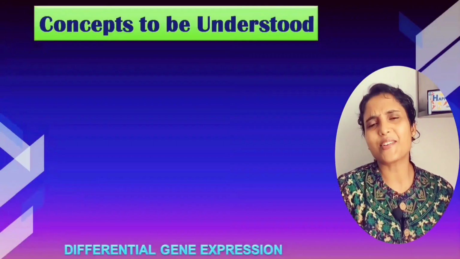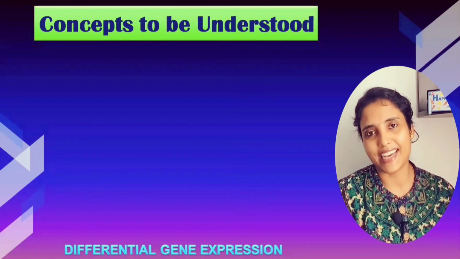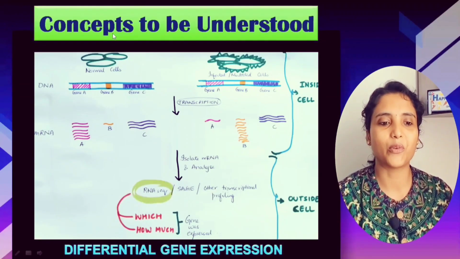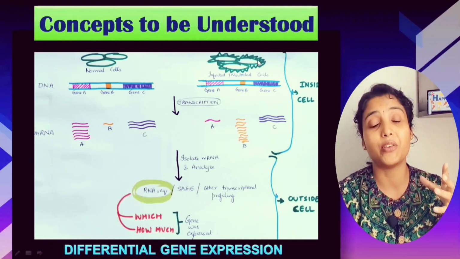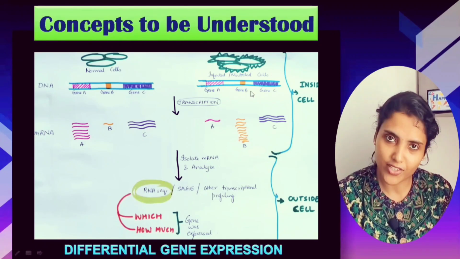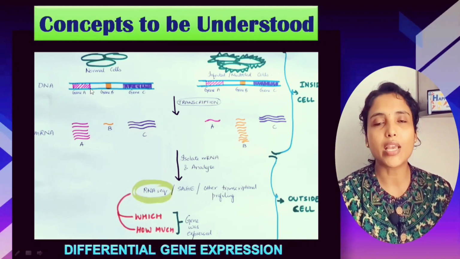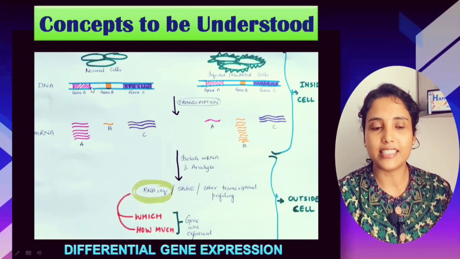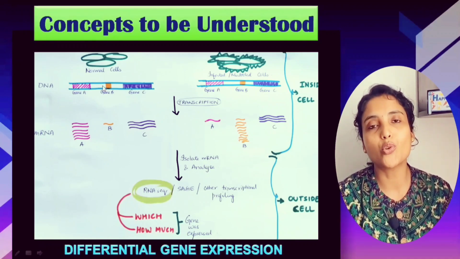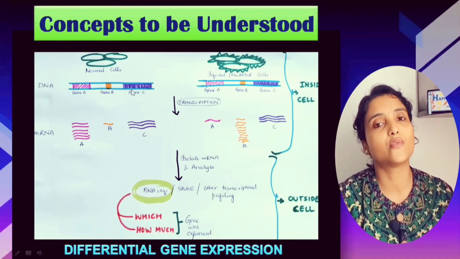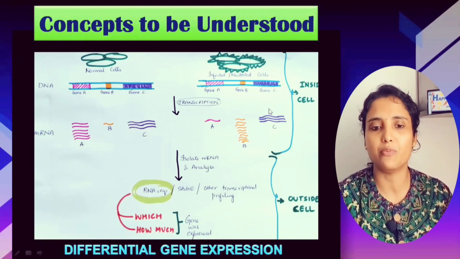To understand the concept further, I have drawn a simple diagram. Let's just try to understand with that. Suppose you have your normal cells, and we have taken another set of the same cells which have been infected or mutated. If you look at the DNA level, the DNA will be the same for both the cells, right? So suppose this portion codes for gene A, this for gene B, this for gene C. Same way over here, gene A, gene B, gene C.